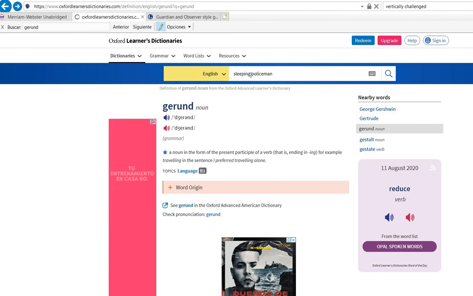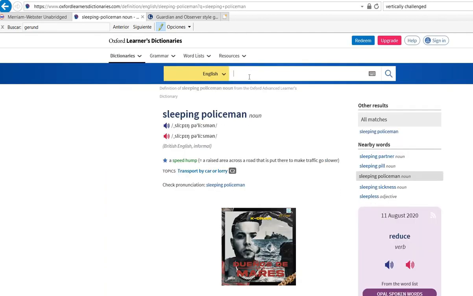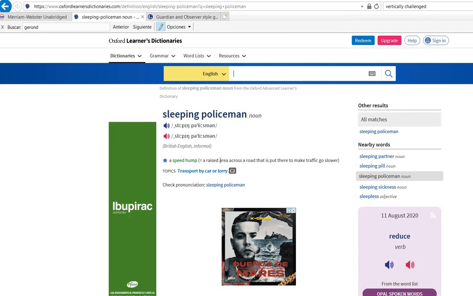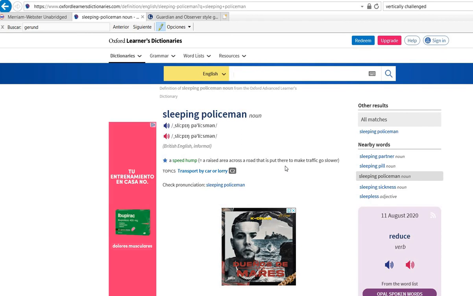Do you know what that is? I wonder whether this is in the dictionary. Yes. A speed bump, a hump, right? Just a raised area to make traffic go more slowly.